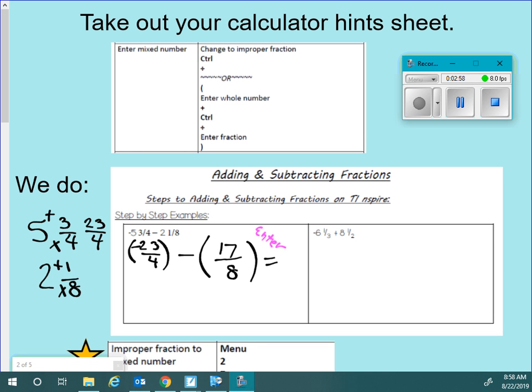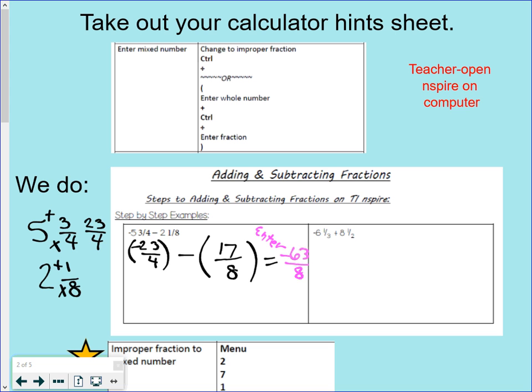Then once you're out of the parentheses, subtraction sign. Make sure you use the subtraction sign for that one. And then open up parentheses again. And 17 divided by 8. And hit the enter button. That's what you should see in your calculator. Are we good? Okay, we're not going to hit Control Enter because that will give you decimal form. We want to convert it back to a mixed fraction. Are we good?